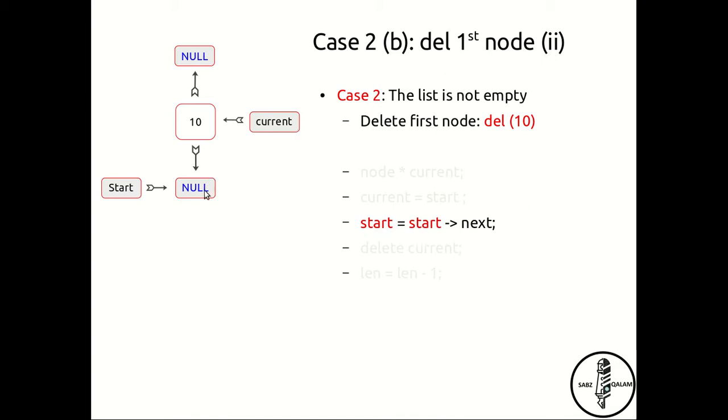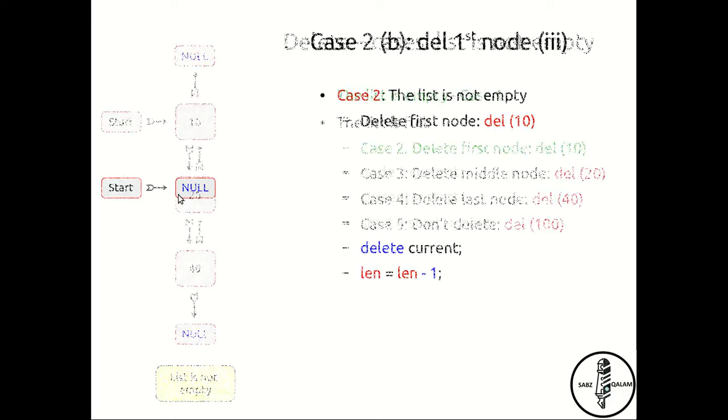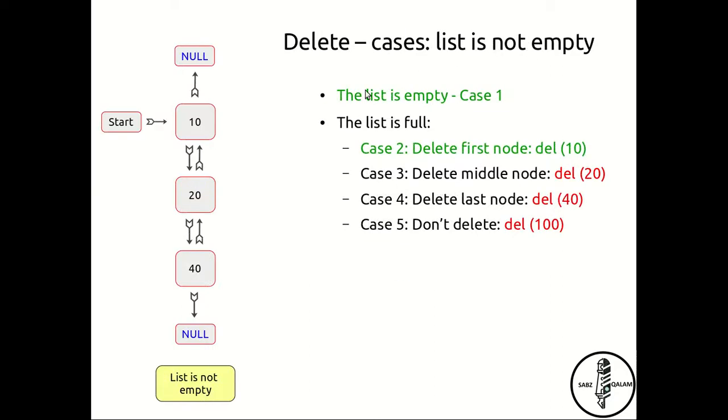And then you can just delete the current node. So this whole thing gets deleted. And obviously you're going to reduce the length by 1. This time you don't update start's previous as null because that's going to give you an error. So you just stop here. Okay? So that was case 2. So we've discussed case 1, which was the list is empty, and case 2, you're trying to delete the first node. Now let's discuss the third case, that you're trying to delete a node which falls in the middle.